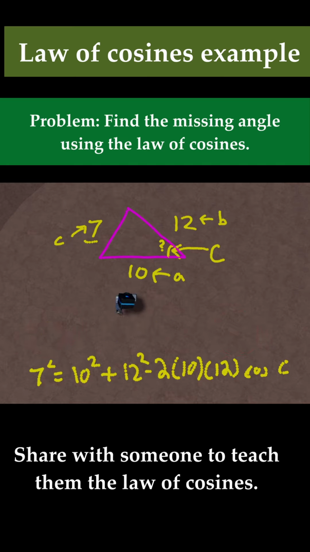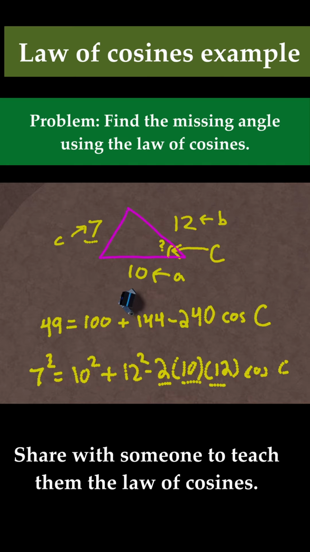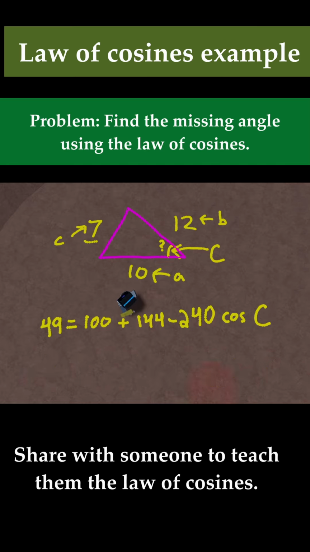And continue to solve. So 7 squared is 49. 10 squared is 100. Plus 12 squared is 144. And then minus 2 times 10 times 12. If you do that, that ends up being 240, times the cosine of angle C, which we're trying to solve for. And then let's just erase all this at the bottom. And then if you do 100 plus 144, that is 244 minus 240 cosine of C.